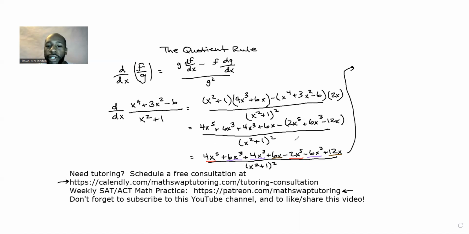All right, so 4x to the fifth minus 2x to the fifth is 2x to the fifth. Then you have the x cubed terms: 6x cubed and negative 6x cubed will cancel, but you still have this 4x cubed, so plus 4x cubed. And lastly, you have 6x and 12x, which is plus 18x. And then it's all over x squared plus 1 quantity squared.